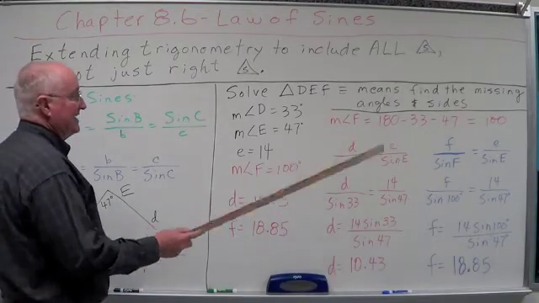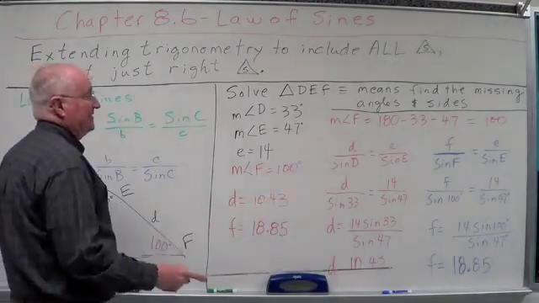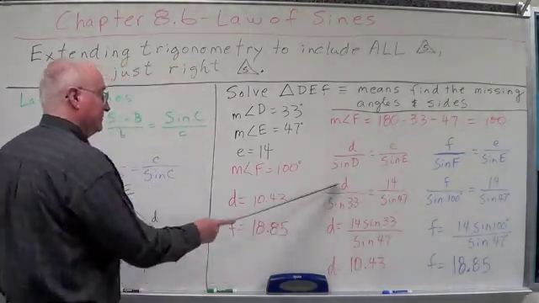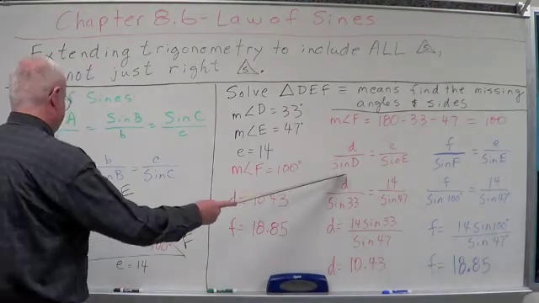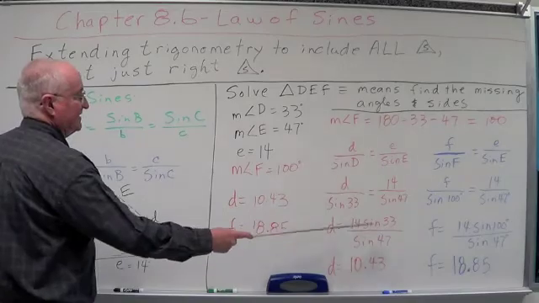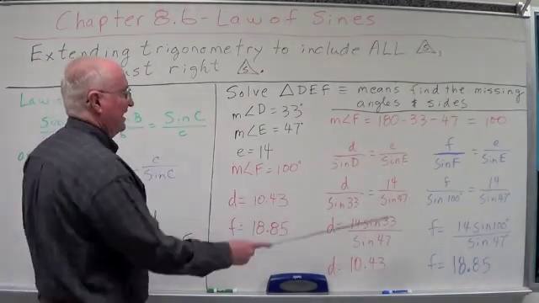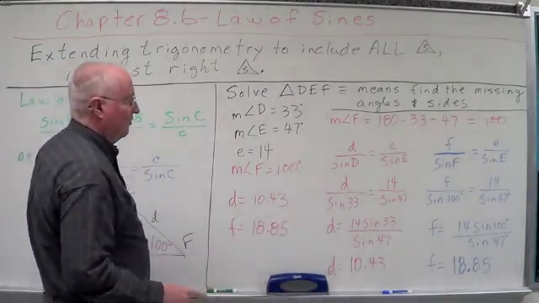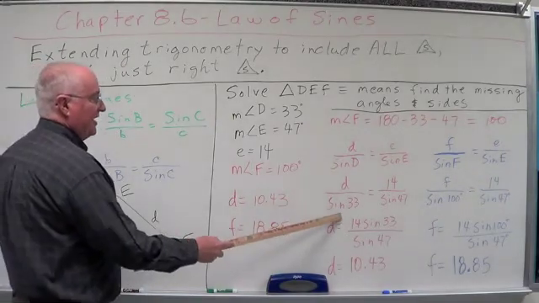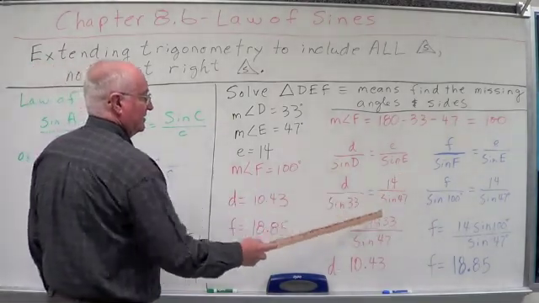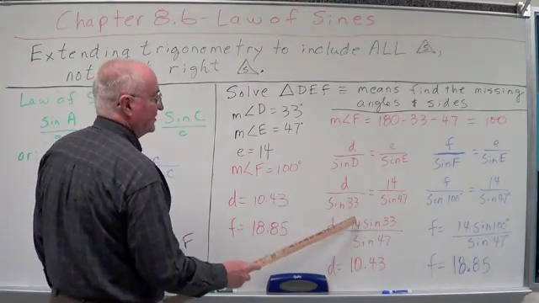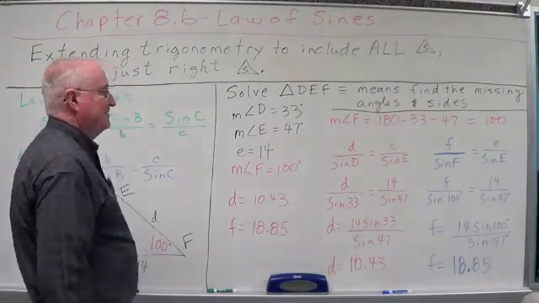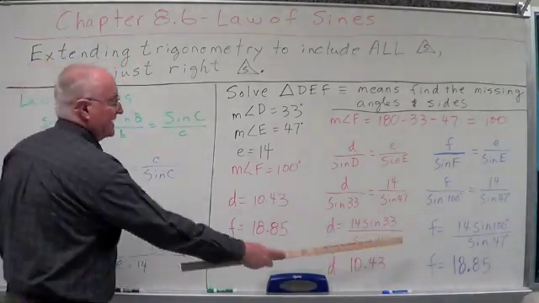So I'm going to use d divided by the sine of D equals side e divided by the sine of E. Well, we don't know what d is, that's what we're trying to find out. The sine of D, well, that's the sine of 33 degrees, equals, we know what little e is, it's 14, and we know what the sine of E is, it's the sine of 47. So we know 3 out of those 4. If we simply multiply both sides by the sine of 33, that's going to go away here and it's going to put it right up there on top. So we end up with d equals 14 times the sine of 33 divided by the sine of 47.